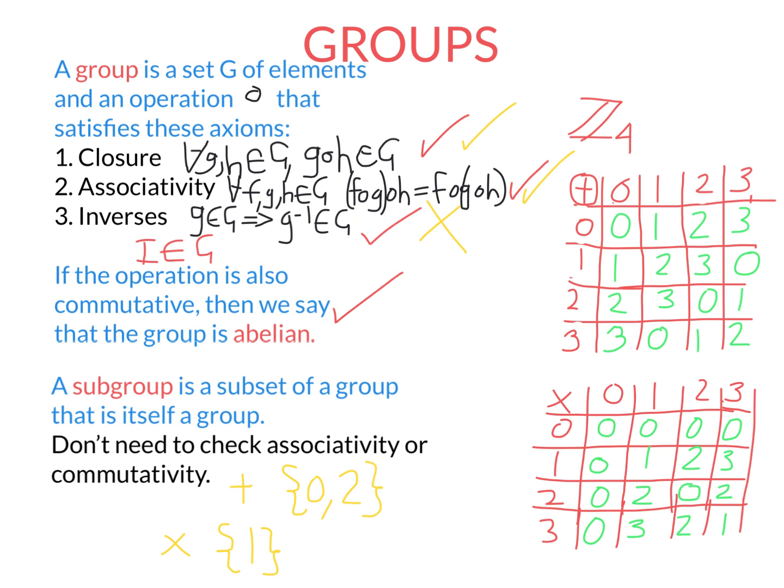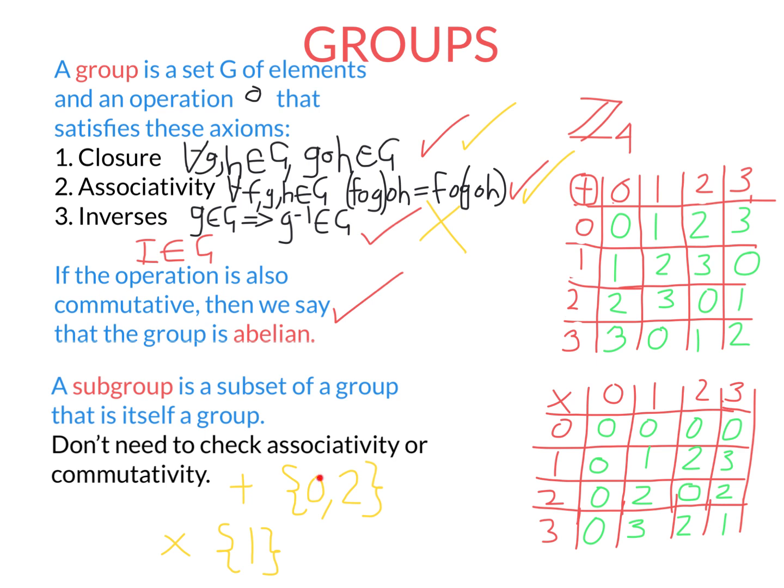Now, it turns out that there are some subgroups here. A subgroup under addition is the set 0 and 2 from modulo 4. These two form a group. When I'm determining whether or not they form a group, I don't need to check that they're associative or commutative, because I already know that any elements of this set are associative and commutative. So all I need to check is that they're closed and that inverses exist.